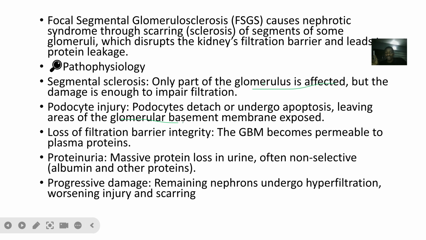Then there's loss of filtration barrier integrity. So the glomerular basement membrane is getting some cracks, so things cannot go through it properly. So there's proteinuria, loss of protein in the urine, and progressive damage. The remaining nephrons undergo hyperfiltration, and the injury keeps worsening, and there's scarring. Okay, and it keeps going like that.